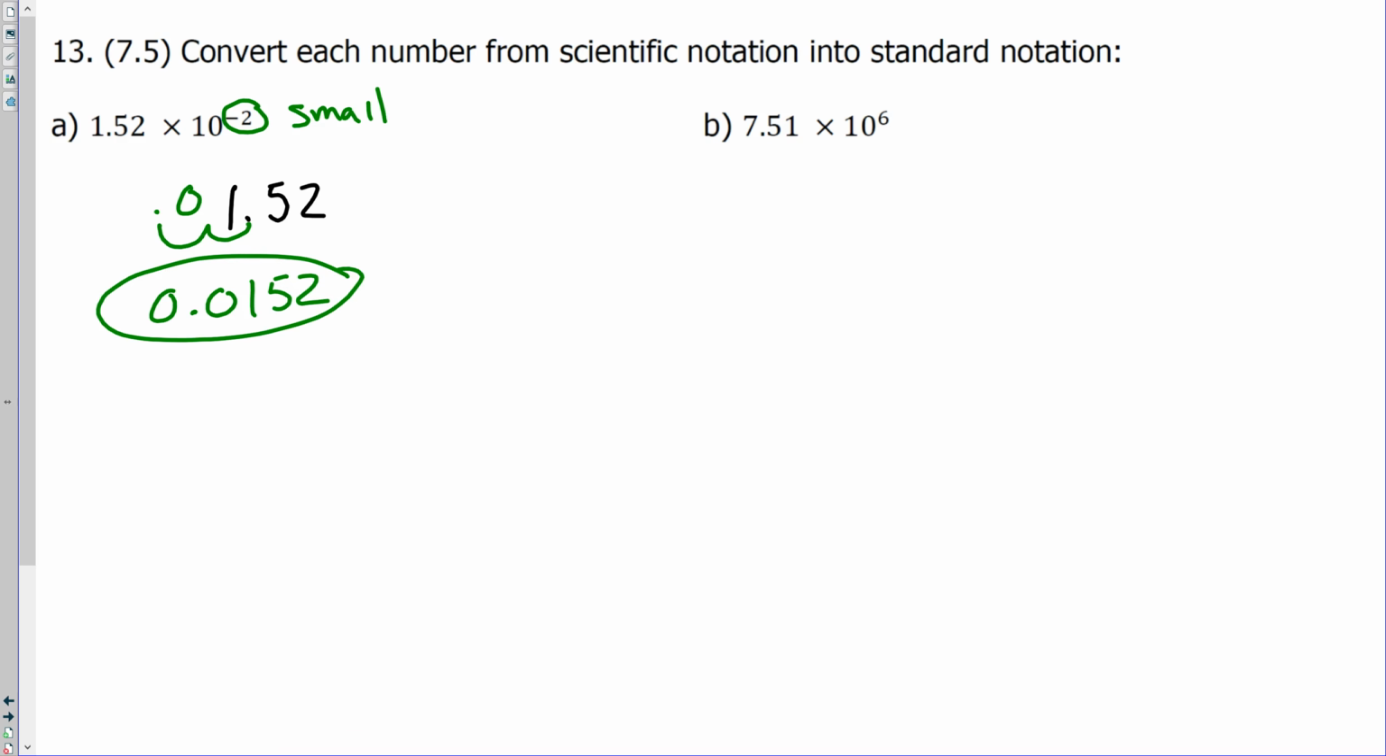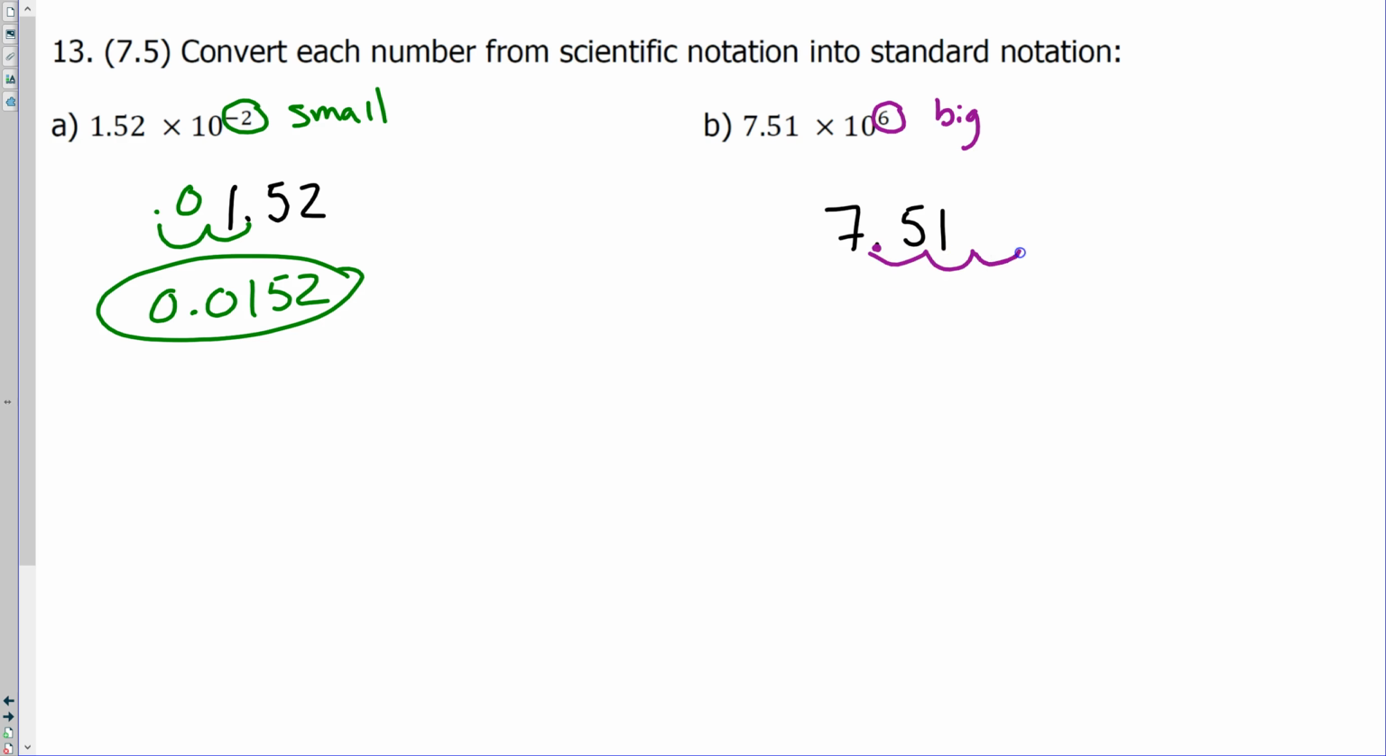B, we're going to do the same thing. Take 7.51. We want to move it 6 places. We see a positive power on our 10. That means we want a big number. So moving it to the left would make it a small number. Nope, we don't want to do that. We want to move it to the right then to make it a big number. So I'm going to move it 6 places.